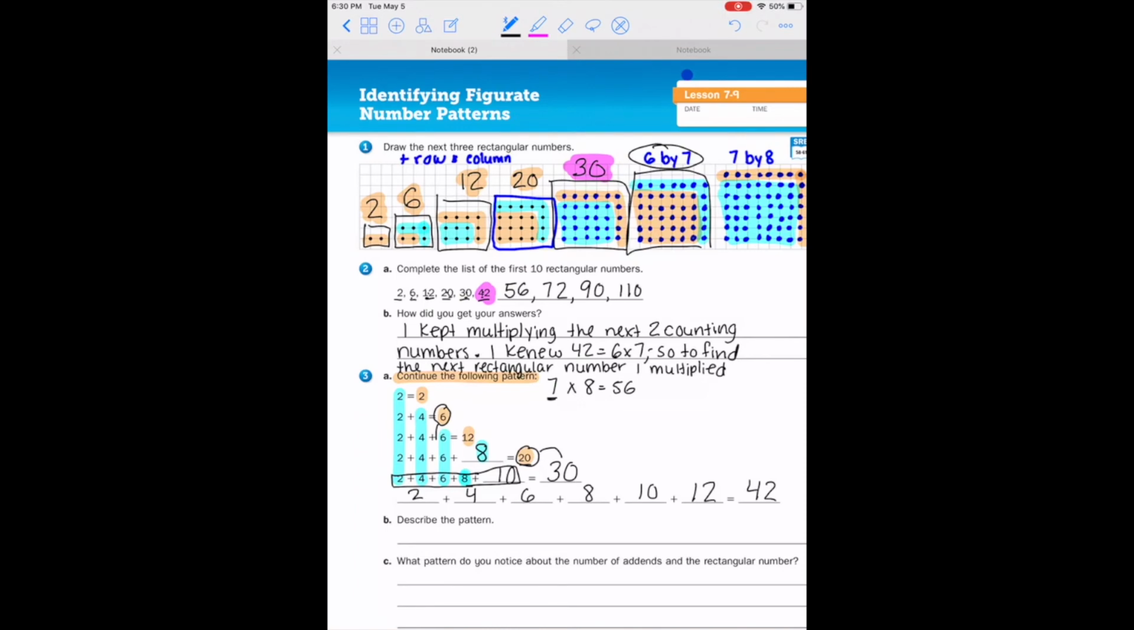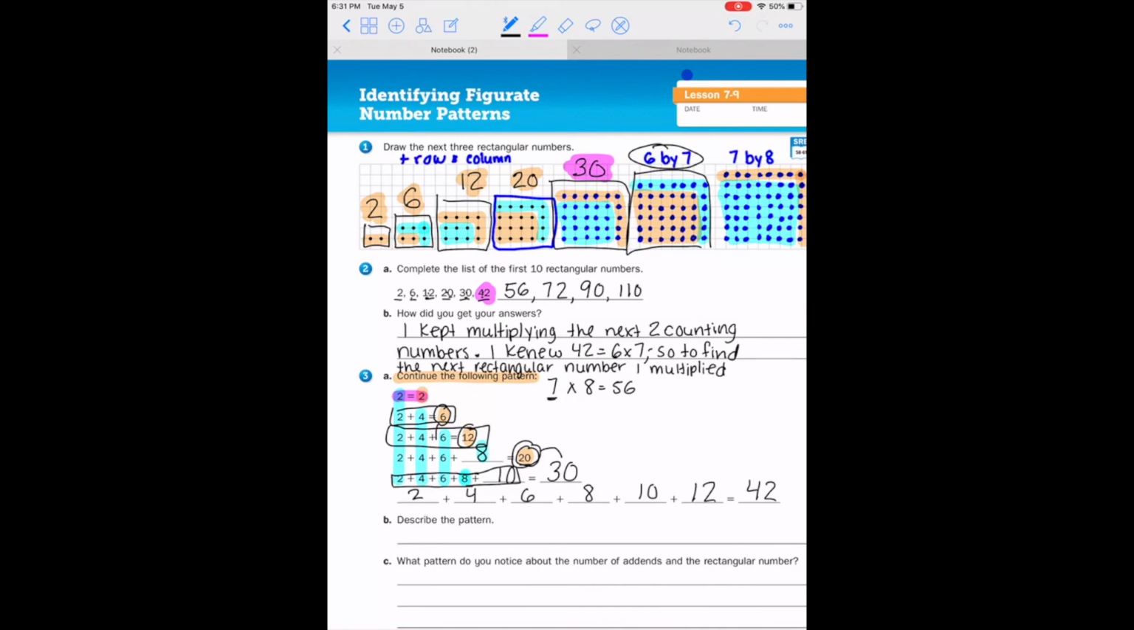So if you notice, each rectangular number is the sum or the total of the even numbers in order starting with 2. So as you can see, all of these are even numbers. So to get the next rectangular number, I would add all of those, which gives me 12. To get the next rectangular number, I would add all of these, and that would give me 20. And then you would keep going.